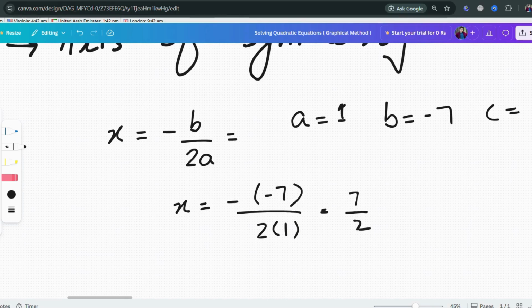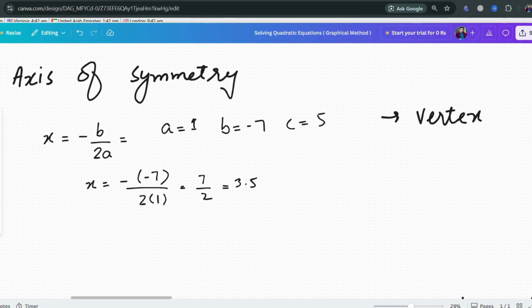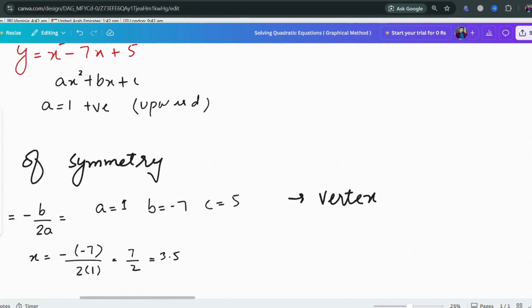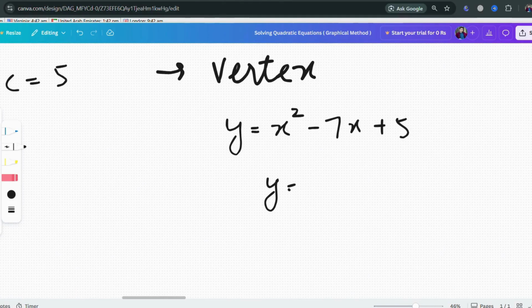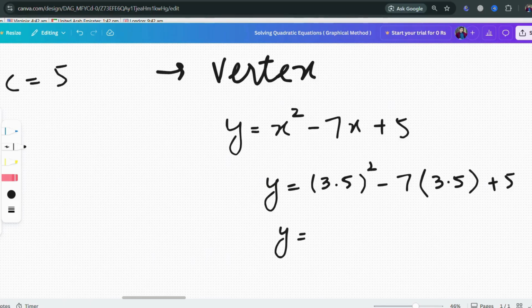Let me just write it down over here. 3.5 is the value of x for the vertex, all right? So for that, y equals x squared minus 7x plus 5. For the x, that is 3.5, I will put it into the equation. Y equals 3.5 whole squared minus 7 into 3.5 plus 5. So I will get y equals 3.5 squared, that is equivalent to 12.25.